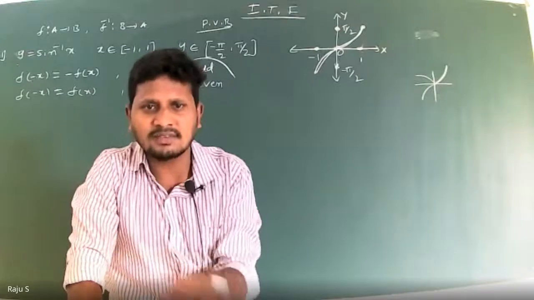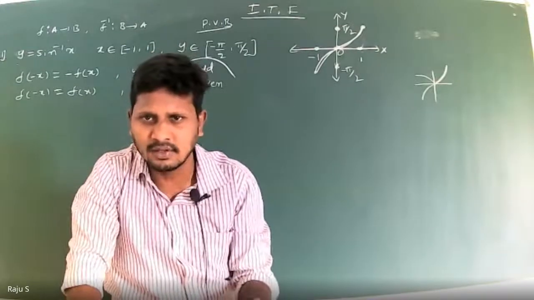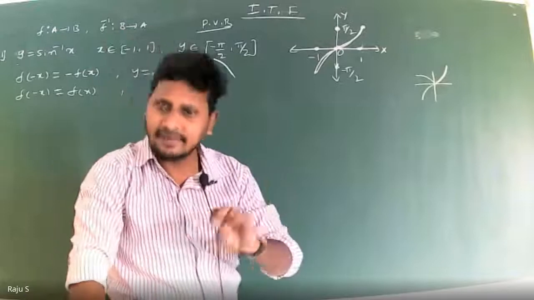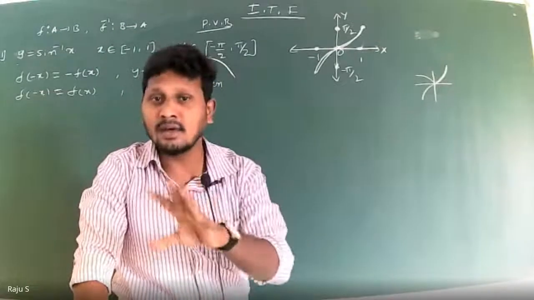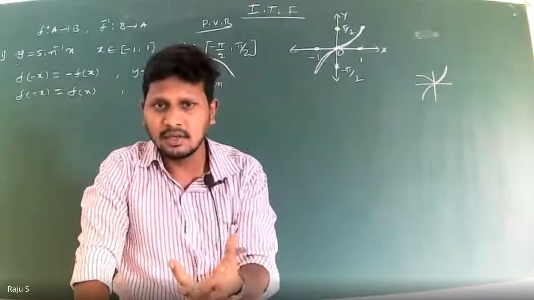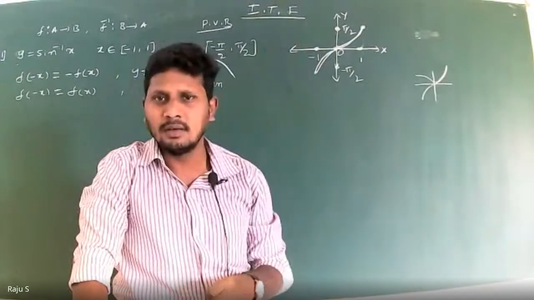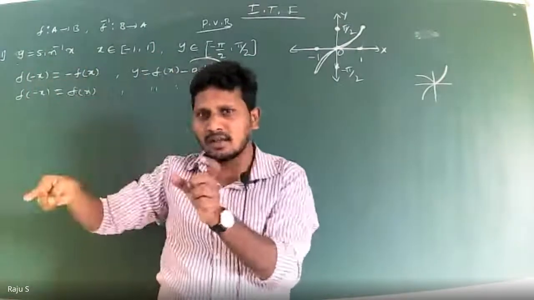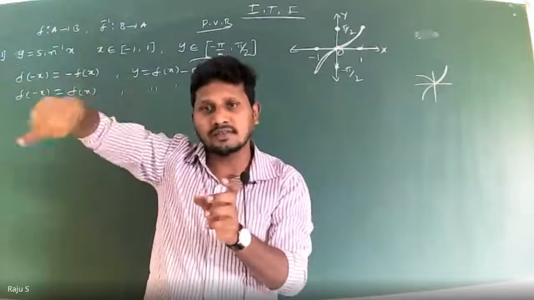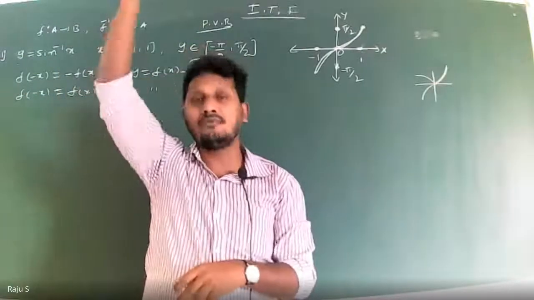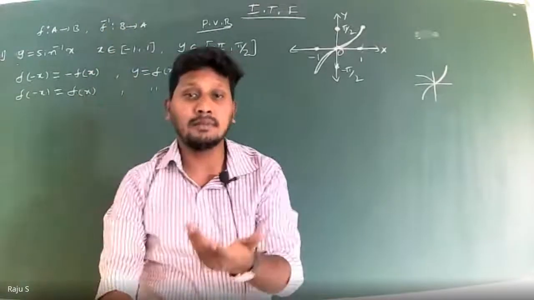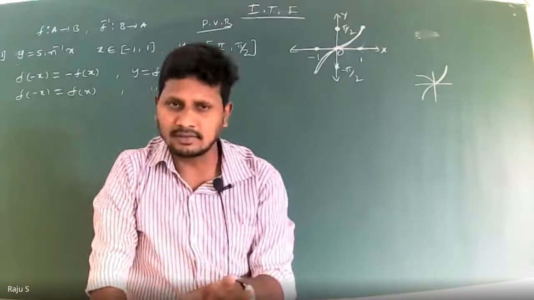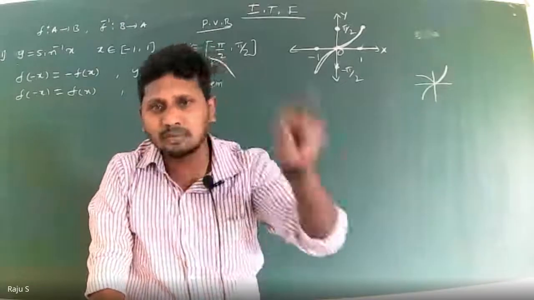It is not symmetric about the x-axis, not about the y-axis, not about both axes. There are 4 concepts of symmetry that you will study in IIT: symmetric about the origin, x-axis, y-axis, or both axes. For example, a circle is symmetric about both axes. But a parabola belongs to either the x-axis or the y-axis. Y square is equal to 4x opens to the right side, so it is symmetric about the x-axis. If it opens upwards, then it is symmetric about the y-axis only, not the other axis. An ellipse belongs to both axes.